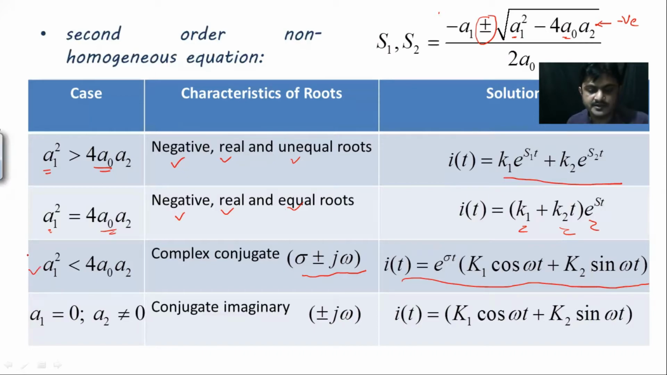Okay, then there will be another possibility. The fourth possibility is that your a1 is equal to 0, but a2 is not equal to 0. a1 equal to 0 means what? The real part of this root is going to be 0. Only the imaginary part exists. So you can say that you are having a conjugate imaginary number. So your sigma is going to be 0. If you put sigma equal to 0 in this equation, finally you will get this expression, right?